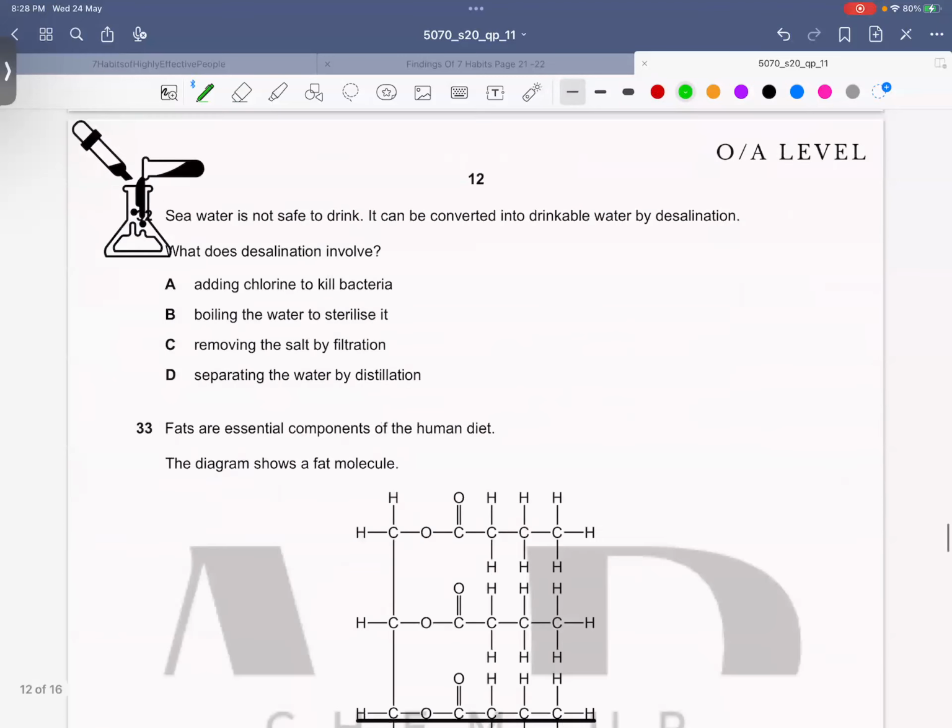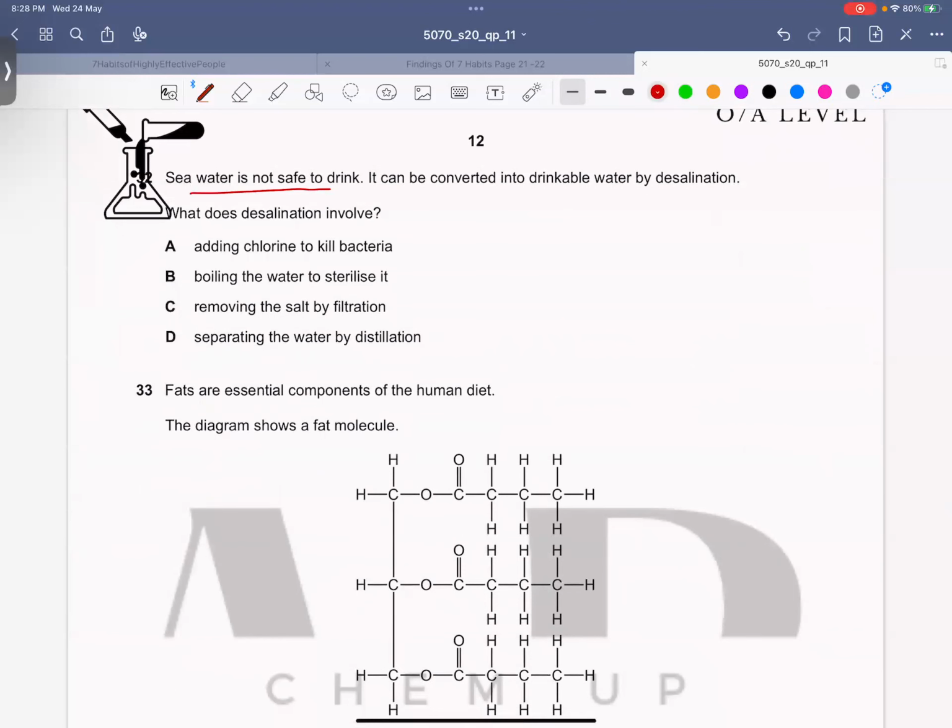Okay. Now, question number 32. Seawater is not safe to drink. It can be converted into drinkable water by desalination. What does desalination involve? Boiling water to sterilize it, removing the salt by filtration, removing the salt by distillation. Separating the water by distillation. Yes, because it's evaporated and then condenses back in desalination. So D is your correct answer.